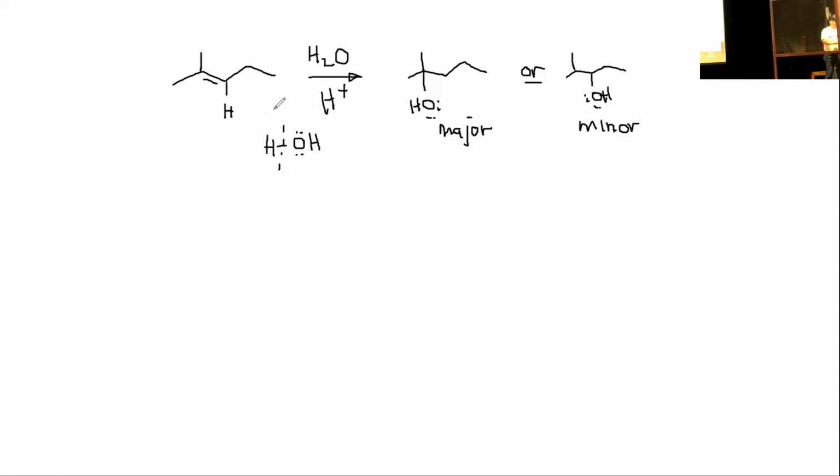And so Markovnikov's rule says, of those two pieces in the reagent, the H goes on the carbon with more H's directly attached, and the other piece goes on the carbon with fewer H's directly attached. One more time, the H goes on the carbon with more H's directly attached, and the other piece goes on the carbon with fewer H's directly attached. That gives you the major product.